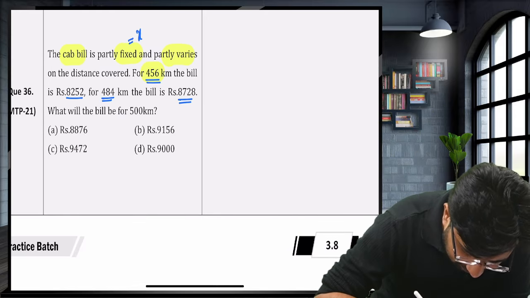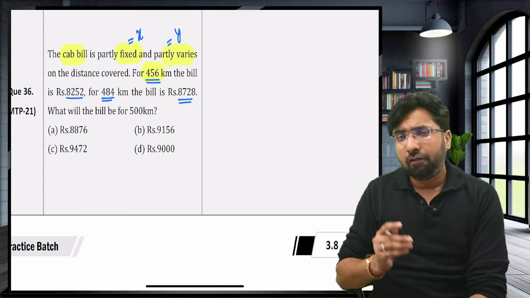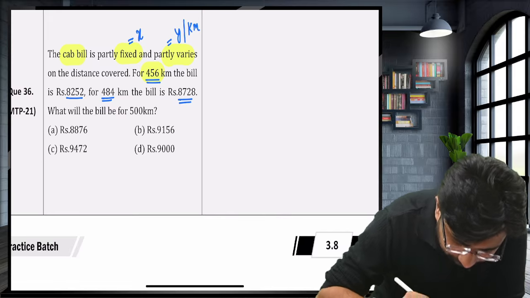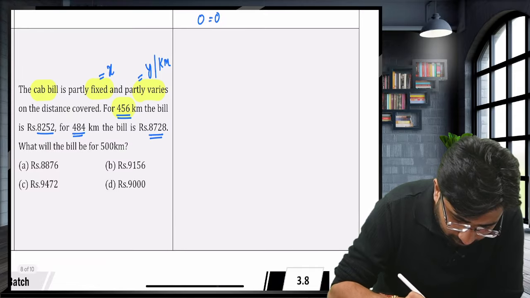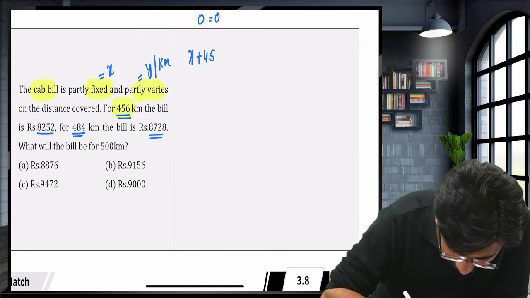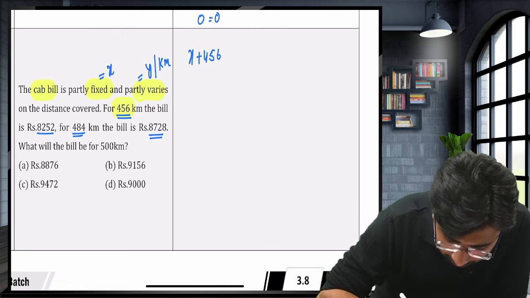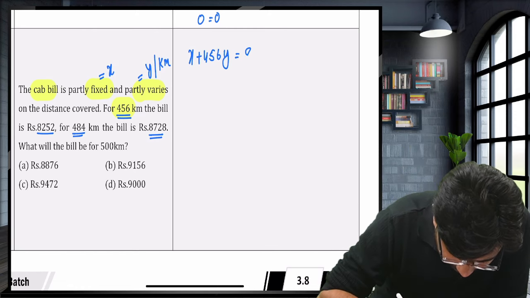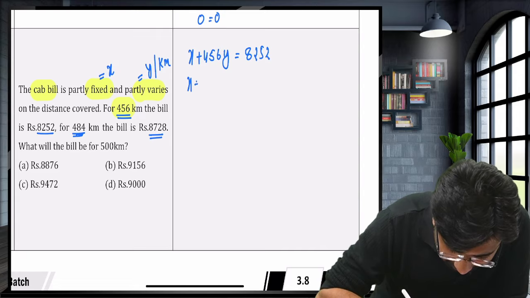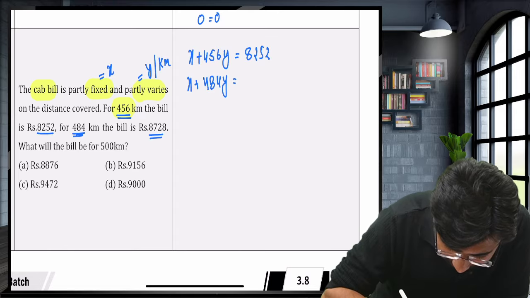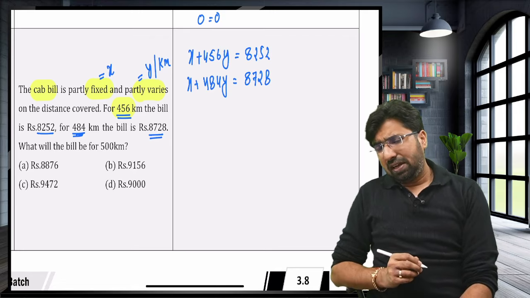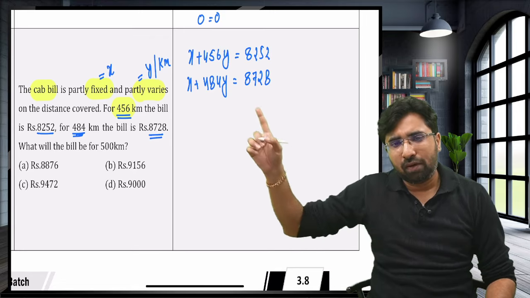Let us say the fixed part is x and the variable part is y. Variable part means which varies per kilometer. This is y rupees per kilometer. Now, let's write down the bill for 456 kilometer. X is the fixed part, per kilometer is y. This is 8252. Let's write down the split of 484: x plus 484y, this is 8728.